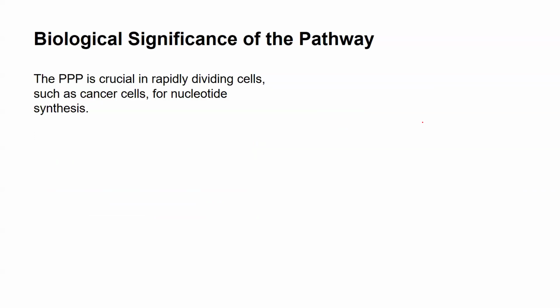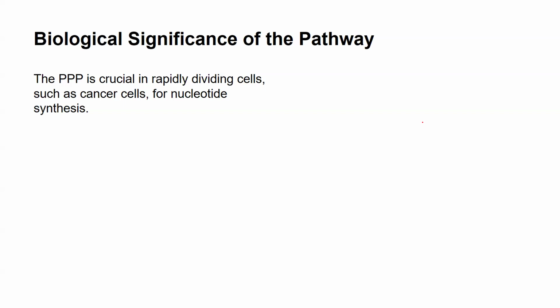So what is the biological significance of the pathway? The pentose phosphate pathway is important in rapidly dividing cells, such as cancer cells, for nucleotide synthesis. So cancer cells need constant division. Therefore, for them to divide, they need NADPH for nucleotide biosynthesis, as well as the ribose sugar generated in the pathway.